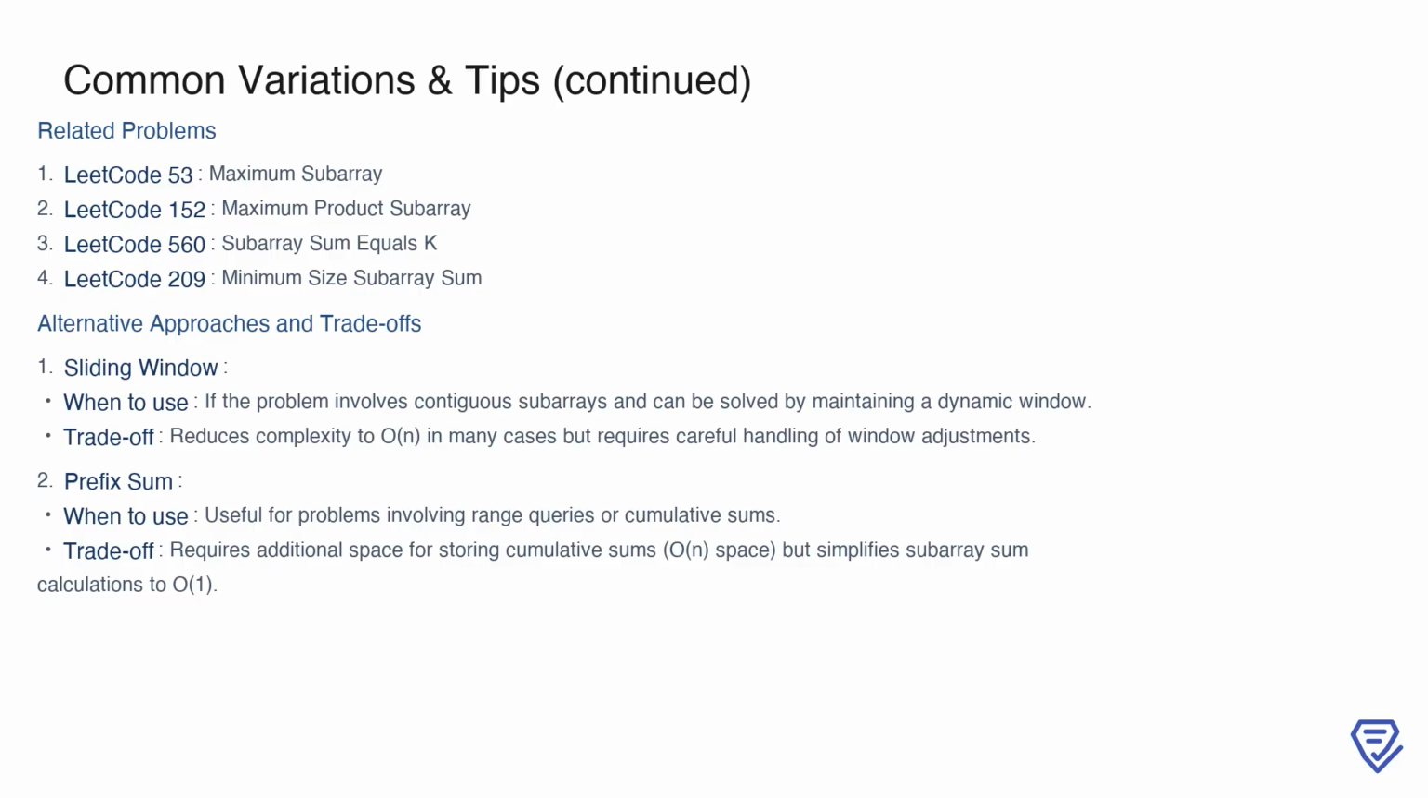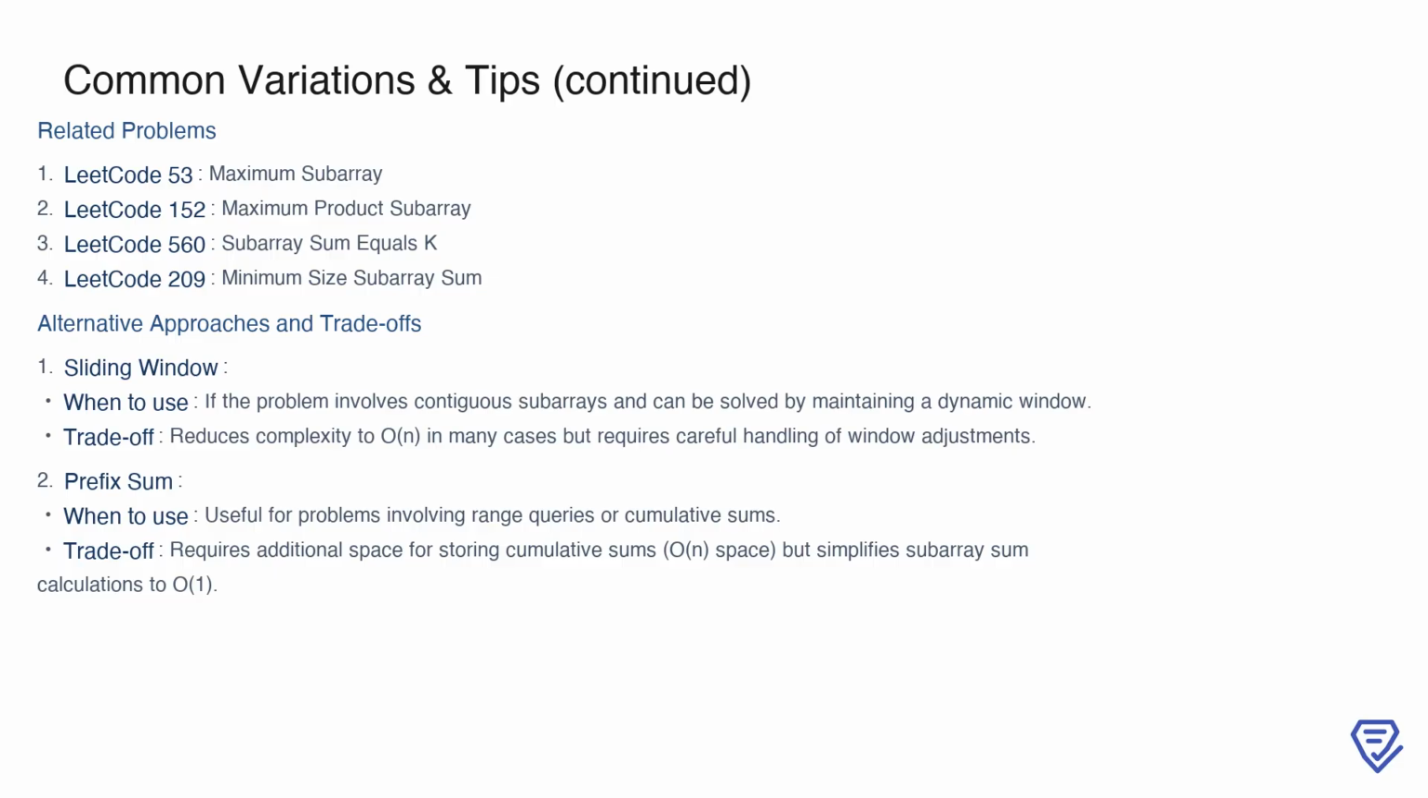In terms of alternative approaches, sliding window techniques are particularly useful when dealing with contiguous subarrays. By dynamically adjusting the window, you can often reduce the complexity to O(n). However, this method requires careful handling of when and how the window expands or contracts. Another approach is the prefix sum technique, which simplifies subarray sum calculations to O(1) once you've pre-computed the cumulative sums. The trade-off is that it requires additional space to store these sums, but it's highly effective for problems involving range queries.